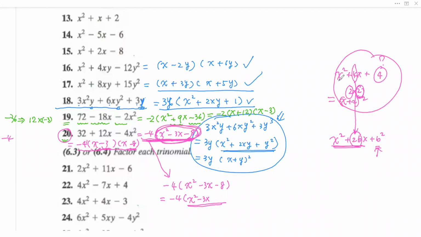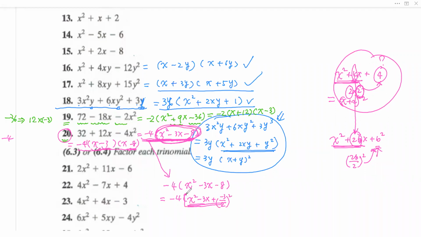Did you see this example? If I only give you these two terms, how do you find the third term to make it a perfect square? We take the coefficient, divide by 2, and then square it. Just like with 2b, divide by 2 and then square it, so you get the third term.